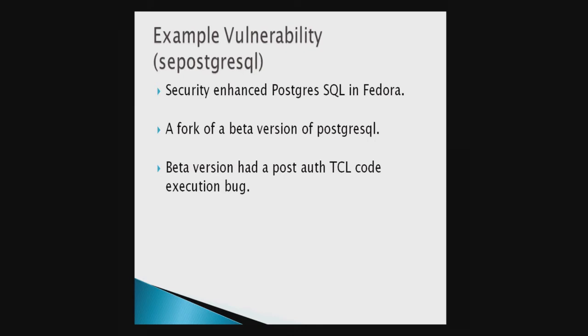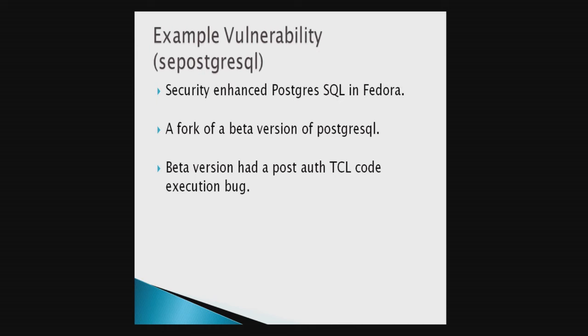An interesting vulnerability that we found was security-enhanced PostgreSQL in Fedora. And the version that they were using was actually a fork of a beta version of PostgreSQL, and we detected that as an embedded relationship. And the beta version had a post-authentication Tcl code execution bug, which was sort of interesting.